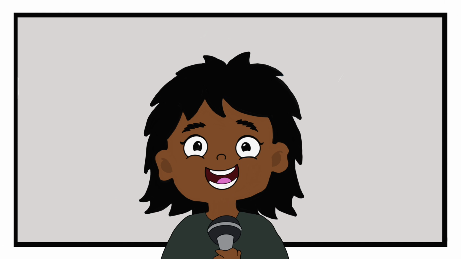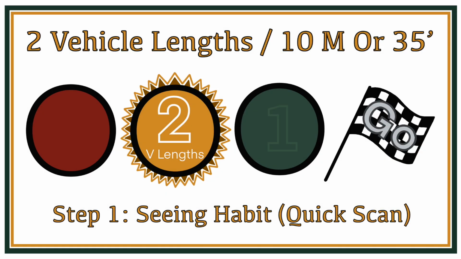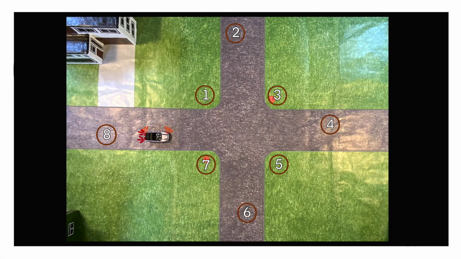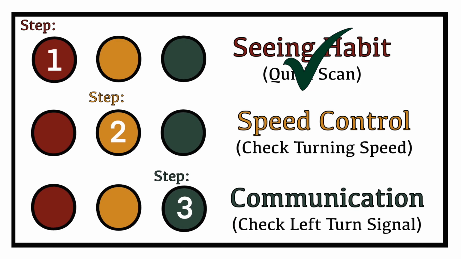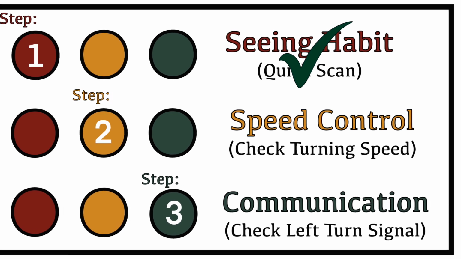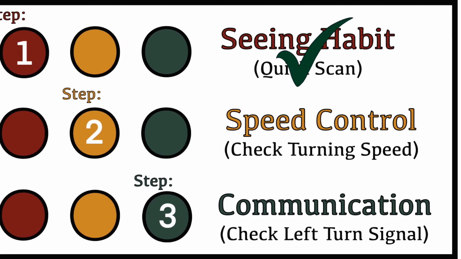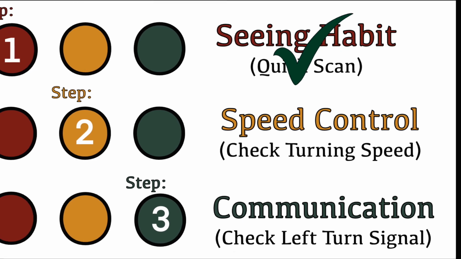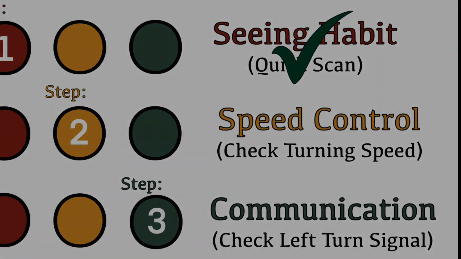And we now return you to our scheduled programming, where I've moved along far enough now that I've reached 2 vehicle lengths from the intersection. And that means it's time to start back at step 1, which at this distance, the seeing habit is the quick scan. And then I'm back at step 2, speed control, and this is where I want to check my speedometer to see how close I am to reaching my turning speed goal of 20 kilometers per hour.